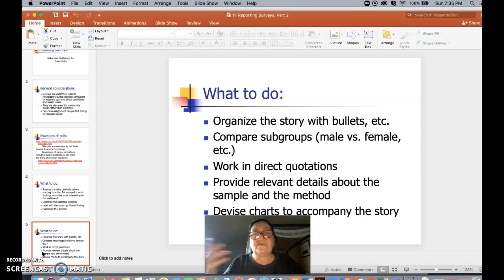Organize your story with bullets first, and then you can write a narrative. Comparing subgroups means dividing up the statistics, breaking it down by gender, by age, by education level. You can use direct quotes if you have such, provide relevant details about the sample and the method, and use figures and charts to accompany your story, because those are not only provided by a lot of survey software, but also they're very good visual aids for the public, for the audience to imagine what you're talking about, because otherwise the story is dry.